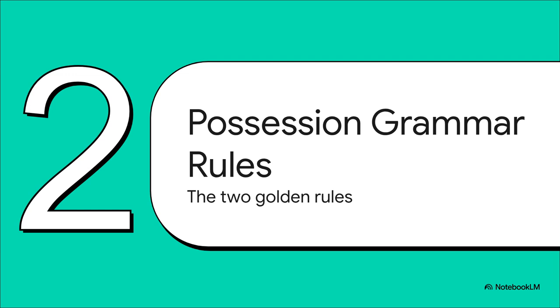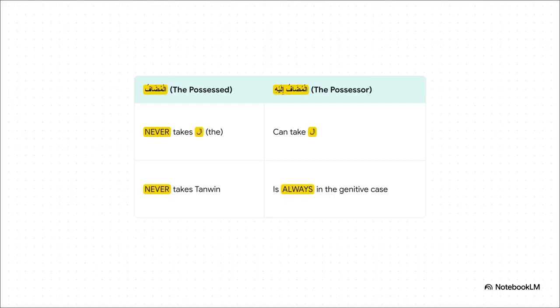They're super important. They're not suggestions, but once you know them, you can build these phrases all day long. And this table lays it all out perfectly. Look at the first column for the al-mudaf, the item being possessed. Rule 1, it never takes al. Rule 2, it never takes tanween, that double vowel at the end. It becomes definite just by being attached to the next word.